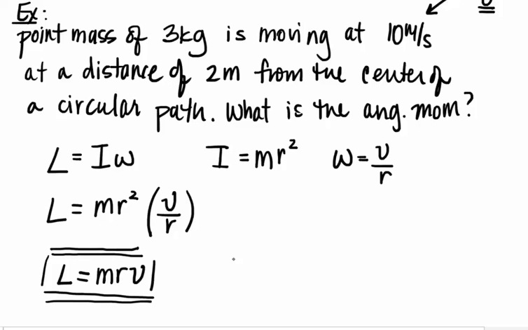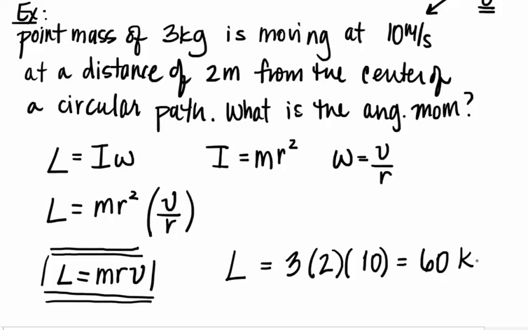So let's substitute what we've got. Our mass is 3. The radius is 2 meters. And the speed is 10. So what do we get? 60 kilogram meters squared per second? Yep. Anybody else get that?